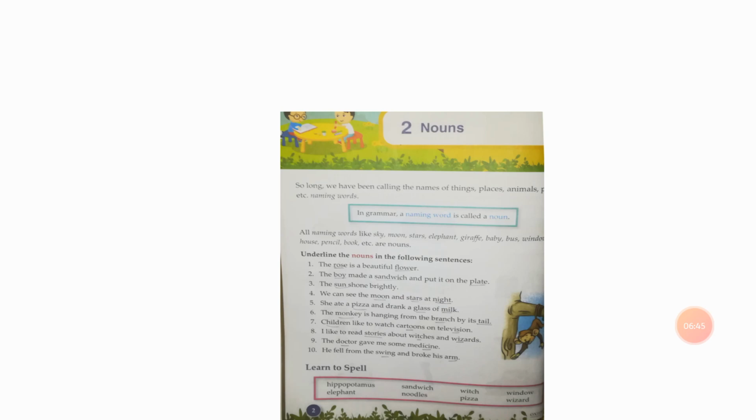Number 7. Children like to watch cartoons on television. Underline the word children, cartoons, television. Number 8. I like to read stories about witches and wizards. Underline the word stories, witches, wizards. Number 9. The doctor gave me some medicine. Doctor, medicine. Number 10. He fell from the swing and broke his arm. Underline the word swing, arm.